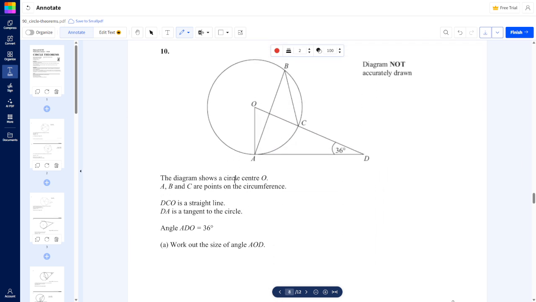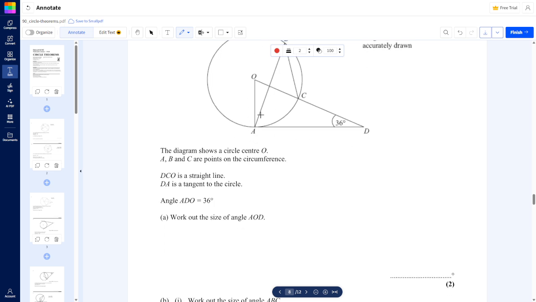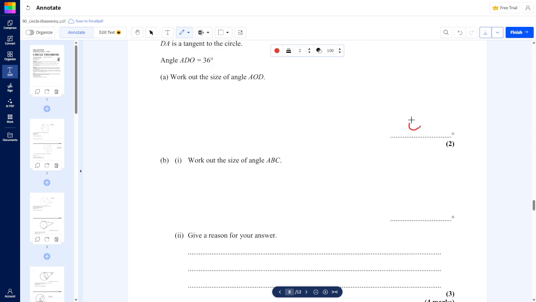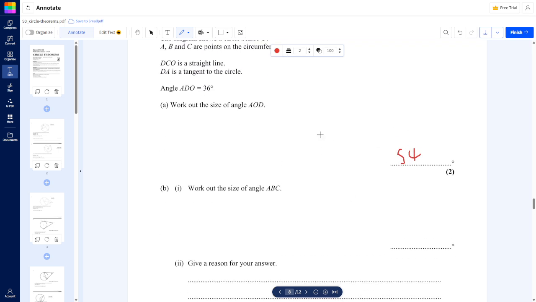The diagram shows a circle, center O. A, B, and C are points on the circumference. DCO is a straight line. DA is a tangent to the circle. Angle ADO is 36 degrees. Work out the size of angle AOD. Well, because this is a radius and this is a tangent, this is 90 degrees, and then we can just do 180 minus 90 minus 36 to get 54.